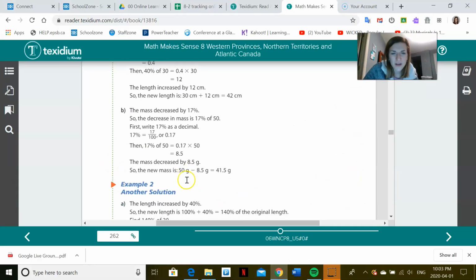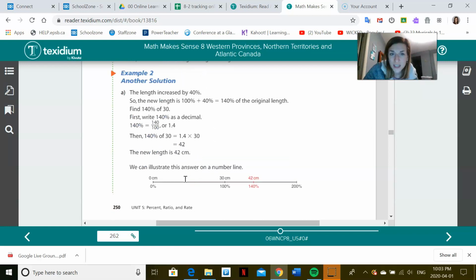In your textbook, under the another solution, they look at it a different way and they say, okay, well, you can add the percents together first. So we could say 100% is what it's at, plus another 40%. And so we're actually calculating what 140% is of the original number. So we could, again, turn that 140% into a decimal. So 1.4 times 30 is equal to 42. So just another way to do it.